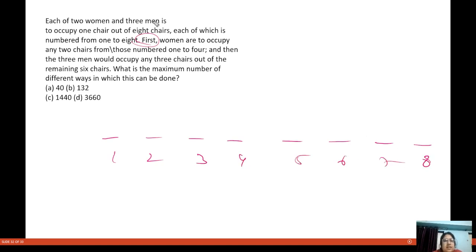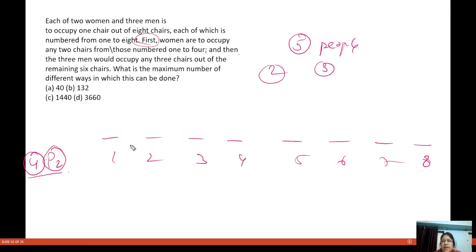Now it is saying each of two women and three men, so you have a total of five people, two women and three men. First, the women are to occupy any two chairs between 1 to 4. So there are four places and there are two women. Here permutation will matter, so you can do this in 4P2 ways.